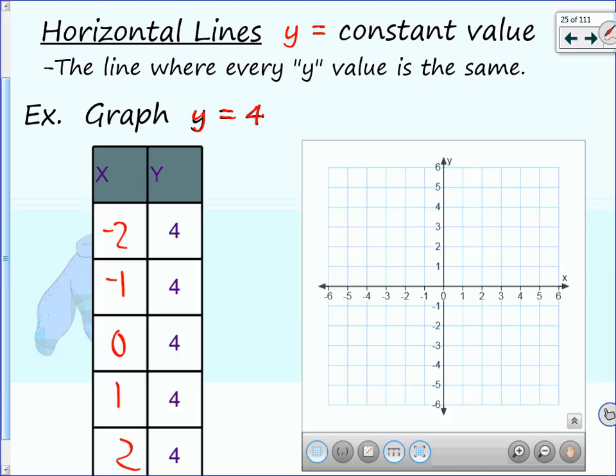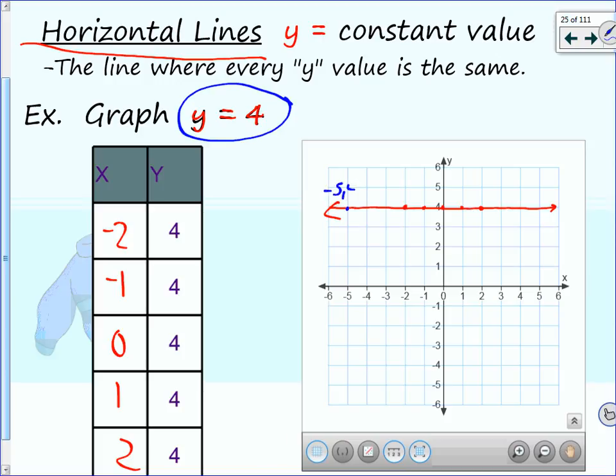So we have (-2, 4), (-1, 4), (0, 4), (1, 4), and (2, 4). And if we connect the dots, we get a horizontal line. So if you have an equation that just has one variable, in this case y equals a number or y equals a constant value, this is what the table means. It means y is always that number. And when you graph it, it's just a flat line that has a constant y value. Again, on this line, the y values are always 4.